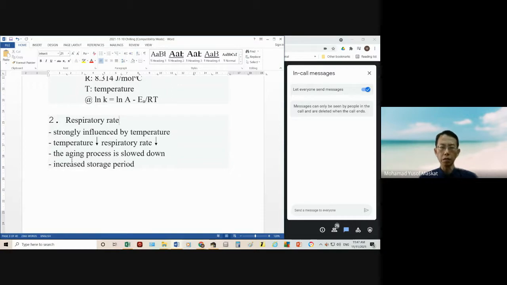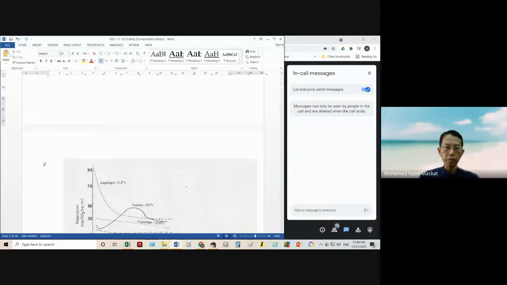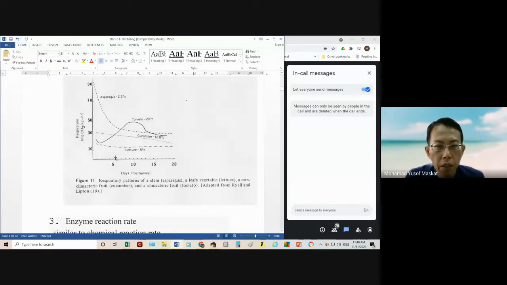For example, if you have a certain vegetable and you put it at a lower temperature, it will last longer. Here we can see the days of post-harvest and the respiration. The respiration rate slows down over time. If we put it at a lower temperature, then the lower the temperature, the lower the respiration rate.